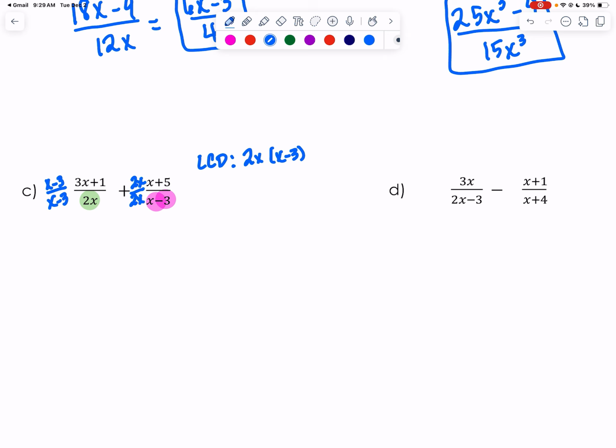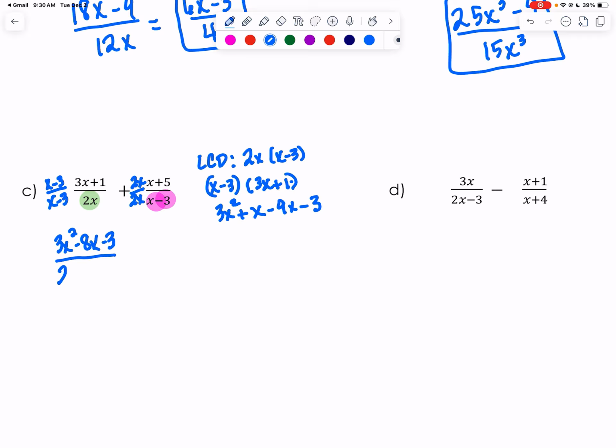Now, look at our first fraction. We want to multiply our numerators. X minus 3, let me write this down here where we have a little more room. I'm trying to multiply x minus 3 times 3x plus 1. So I'll use my double distributive. X times 3x gives me 3x squared. X times 1 gives me 1x. Negative 3 times 3x would give me negative 9x. Negative 3 times 1 would give me negative 3. So when I simplify that, I get 3x squared minus 8x minus 3 for my numerator.